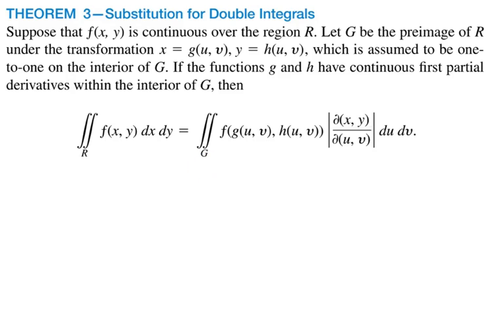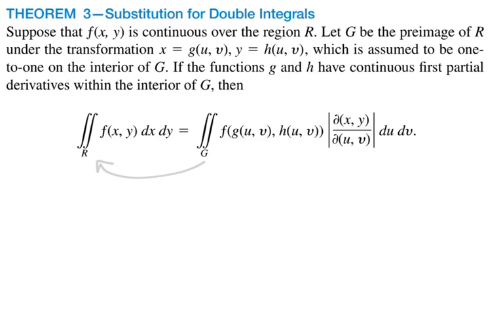So G is the pre-image. In the video before this, we went from the pre-image and we created the image. And the whole point of that was for us to recognize that it would be easier to integrate in terms of u and v instead of x and y. Back to the definition: G is the pre-image of R.